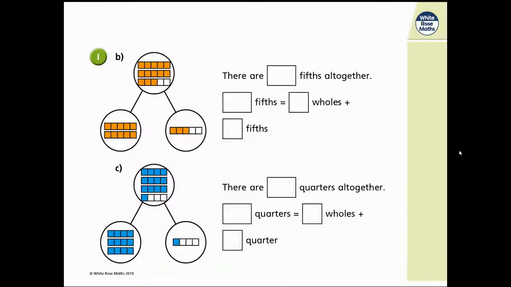Now we move on to the quarters, and we can say, we know quarters are 4, so we've got 4, 8, 12, and another one, so it's 13 quarters altogether. So 13 quarters is equal to 3 wholes and 1 quarter.